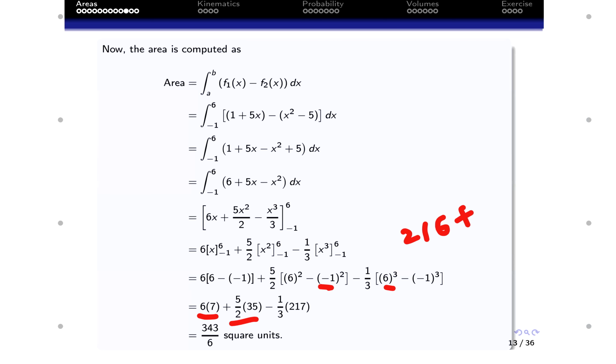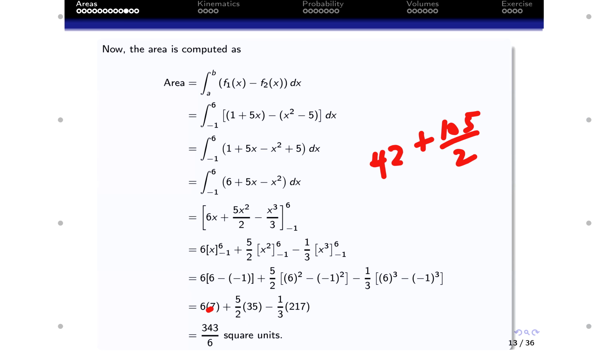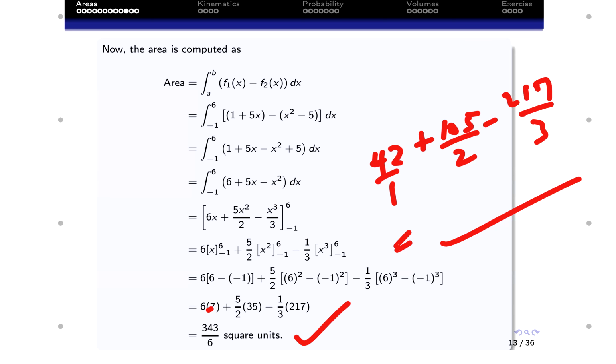So if you do all of that together, right? This is 42. You have 42 plus 105, I believe. 35 times 5 should be 105, divided by 2, then minus 217 over 3. So if you find the LCM and do it all together, you get 343 divided by 6 square units. And that is an example of area between two curves.